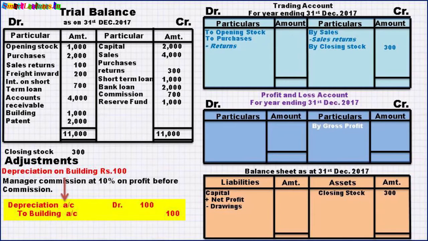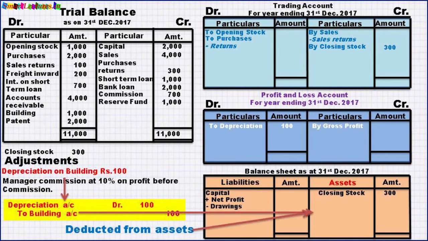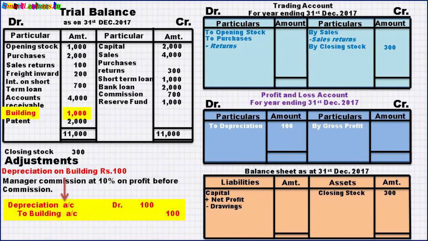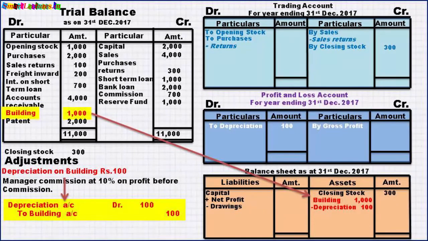Depreciation will go to the debit side of profit and loss account, and to building 100 means it will go to the credit side of balance sheet, means liability side. But building cannot be taken to the liability side, so it will be taken to the asset side but will be deducted in the inner column. So what is the value of building in the trial balance? That is 1000. So write down building 1000 in the inner column minus depreciation 100 in the outer column. It will be 900 rupees.